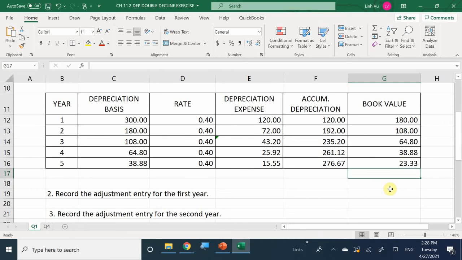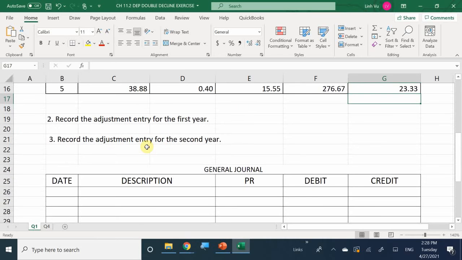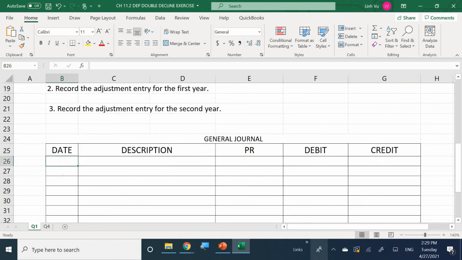So, perfect. Now that we finished that example, let's go ahead and finish question number 2 and question number 3. Question number 2 says let's journalize this entry for the first year, the depreciation for the first year. So what should my journal look like?